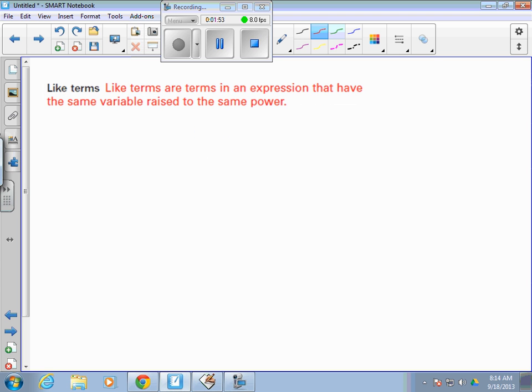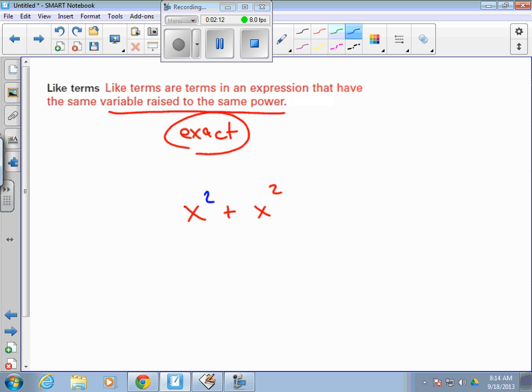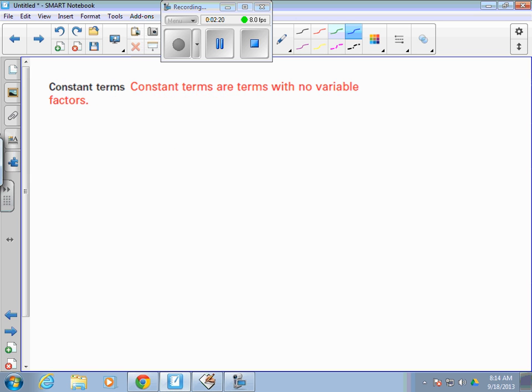Like terms have the exact same variable raised to the same power. Use that word exact because it has to be exactly the same. So x cannot add to x squared because they're not like terms. But if you had x squared plus x squared, it would be 2x squared because both of those have a 1 in front. So exact same variable raised to the same power.